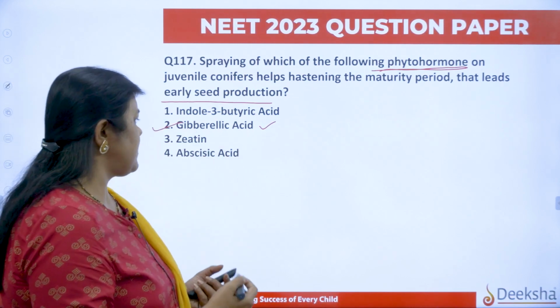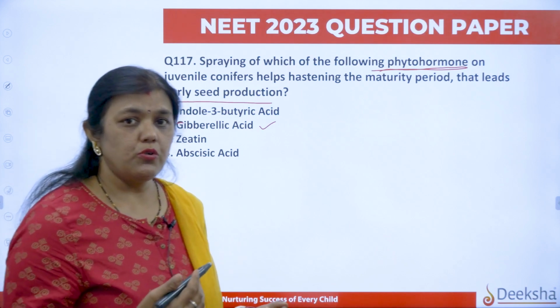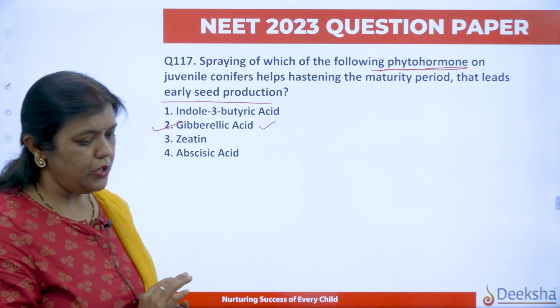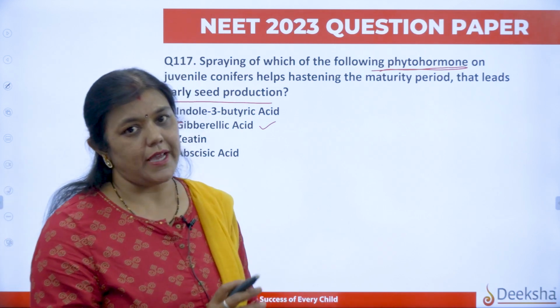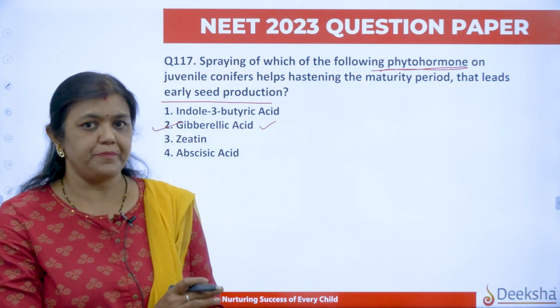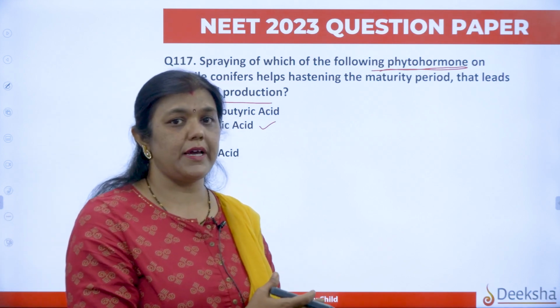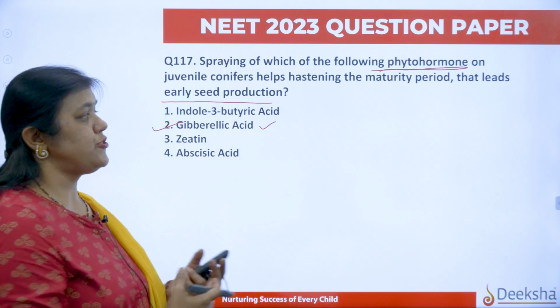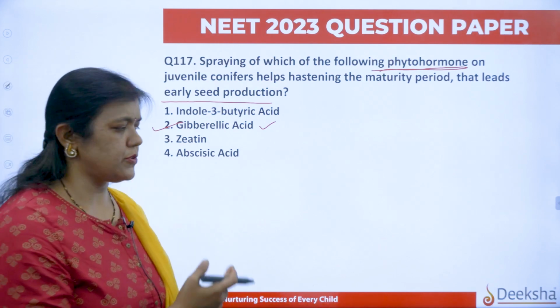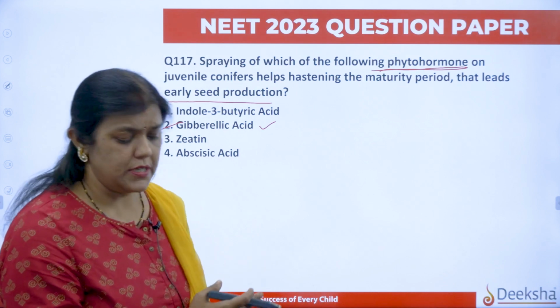But I want to explain options 3 and 4 as well, to be on the safer side, so that we are going with the correct option only. Option 3, zeatin, is a cytokinin. Cytokinin generally helps in cell growth and cell division. It is not directly cell growth and cell division, but it hastens the maturity period, and you get early seed production. So it is not because of cell division and cell growth.